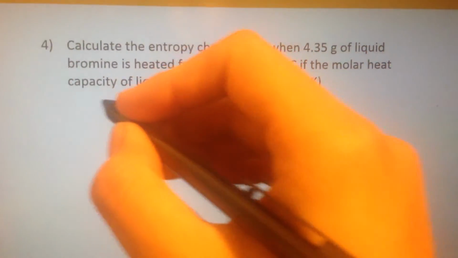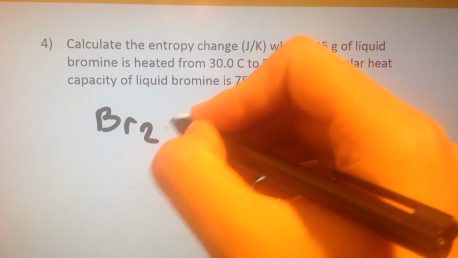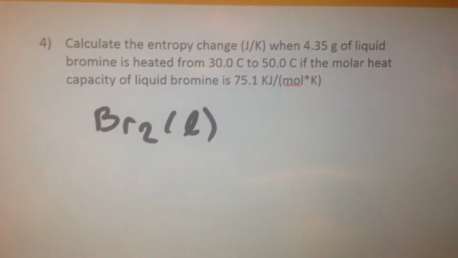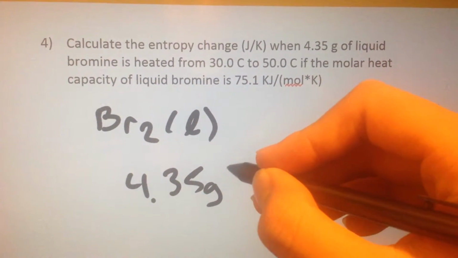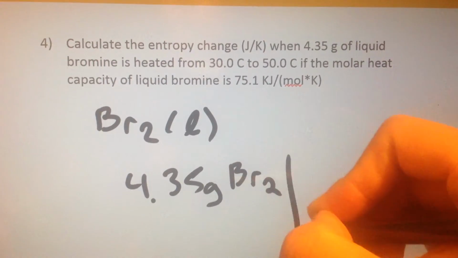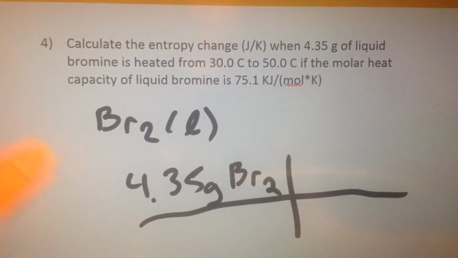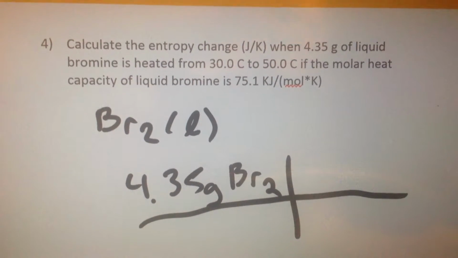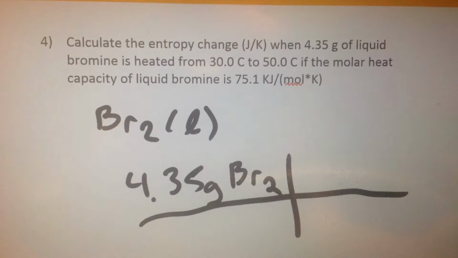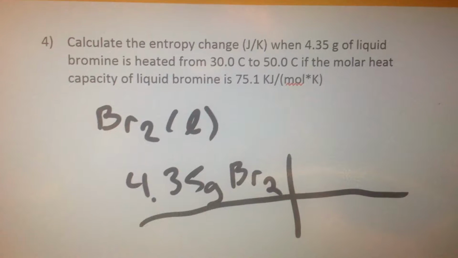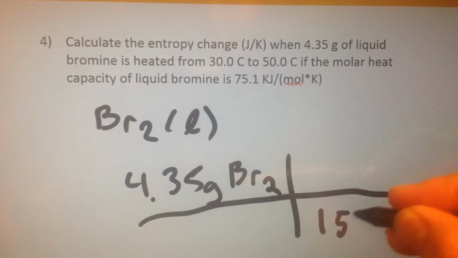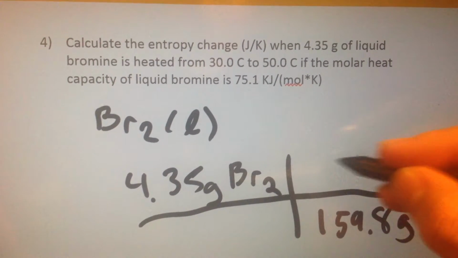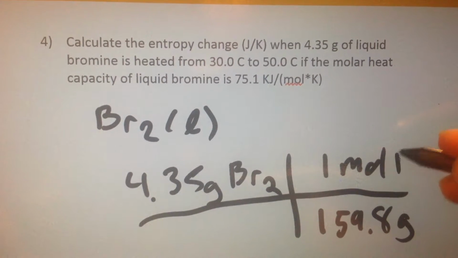So remember that liquid bromine exists as Br2 liquid. If we have 4.35 grams of Br2 and we want to find moles, we have to use the molar mass for Br2. So you get out your periodic table and you find that bromine by itself is 79.9 grams per mole, and so you just multiply by 2 and you get 159.8 grams per 1 mole of Br2.